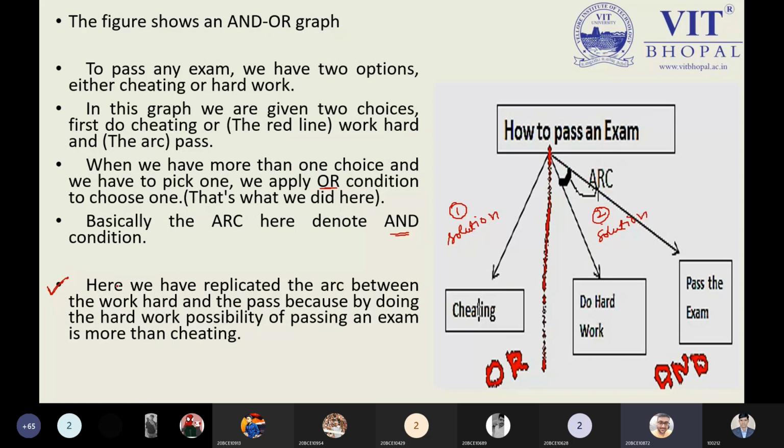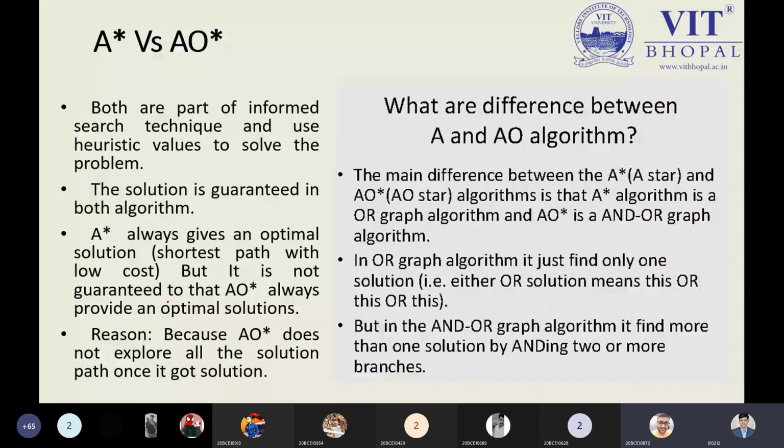Now, before jumping into the A star and AO star algorithms deeply, let me explore how these two algorithms are different from each other. At the time of an interview or viva, anyone may ask you, are you familiar with A star and AO star? What are the differences between these two algorithms? It's very simple. The main difference between the A star and AO star algorithm is that A star is an OR graph algorithm, and you have to choose one path.